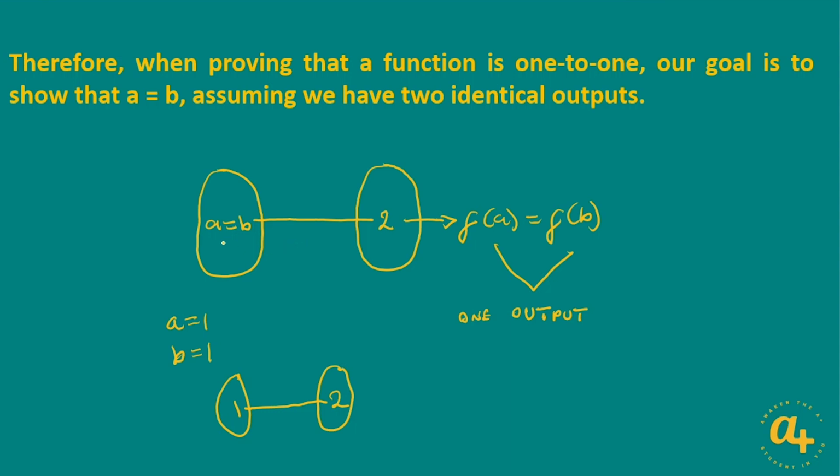Why? It gives us the possibility of showing that we actually have one input in the domain, and because the two outputs are also equal to each other, we actually have one output in the range, therefore making it possible for us to map exactly one input in the domain to exactly one output in the range.